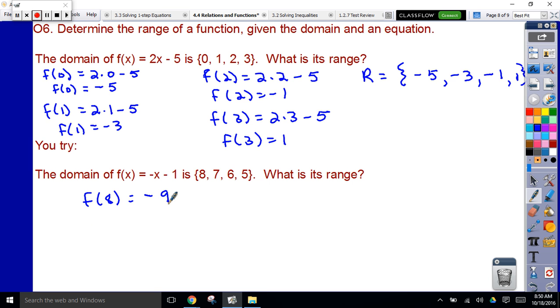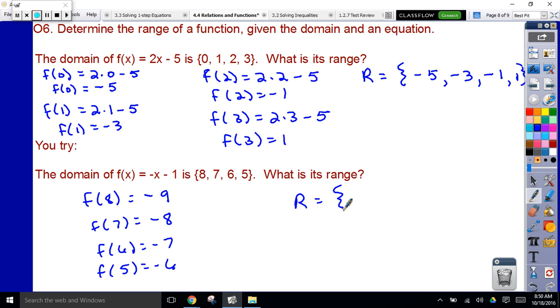Okay, how about f of 7? Negative 8. Good. And then f of 6? Negative 7. And f of 5? Negative 6. Okay, so if I'm listing my range, what am I going to put in my list? Negative 9, negative 8, negative 7, and negative 6. Good. Does that make sense? All of you? Okay, good.